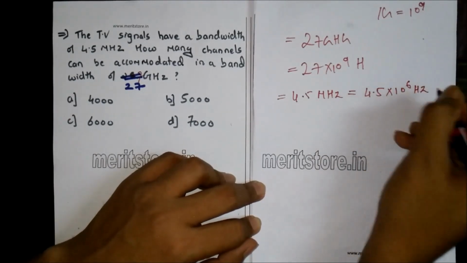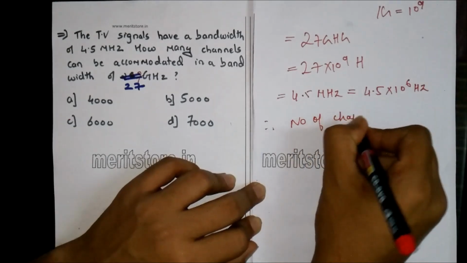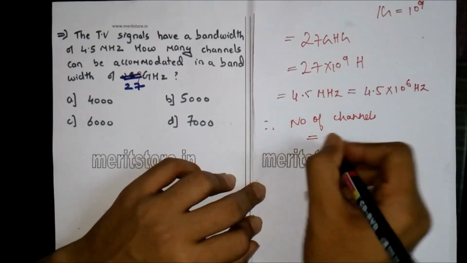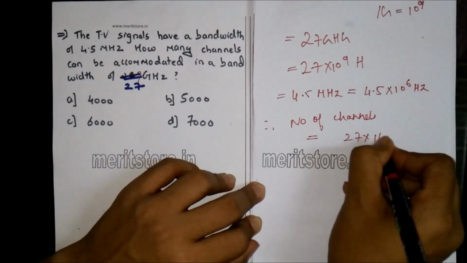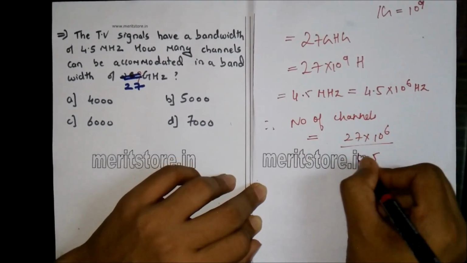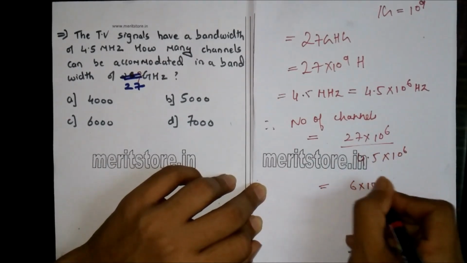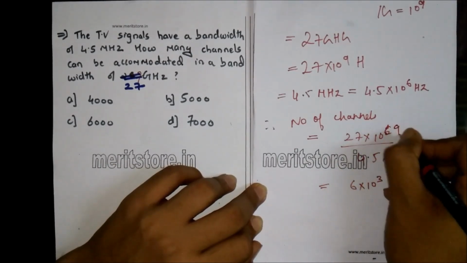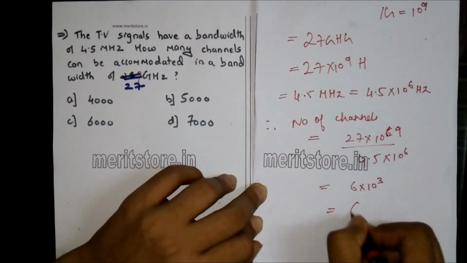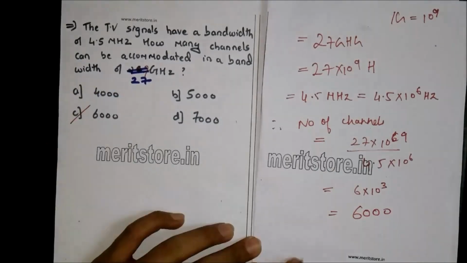6 Hz. Now the number of channels will be equal to total bandwidth upon the bandwidth per channel, which is 27 into 10 raised to 9 upon 4.5 into 10 raised to 6, which will be equal to 6 into 10 raised to 3. This is 10 raised to 9, I'm sorry. And the answer is 6000. So the correct answer is option C.